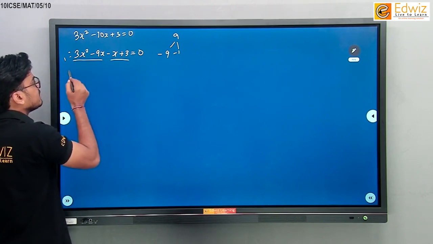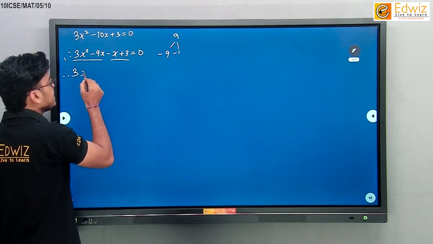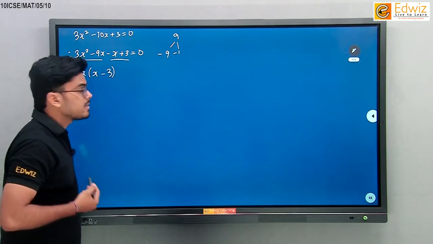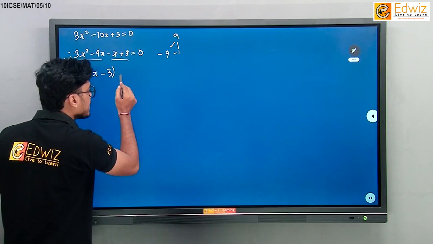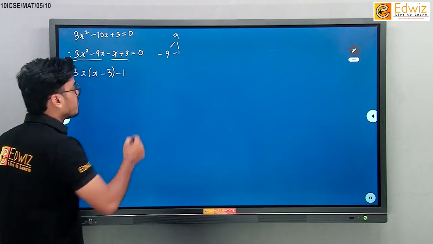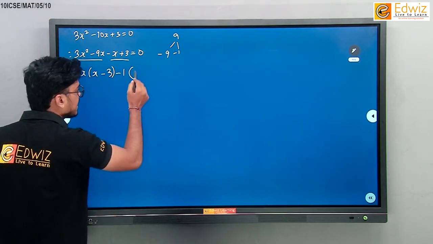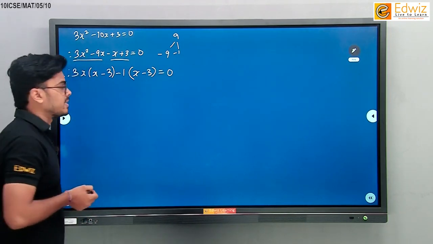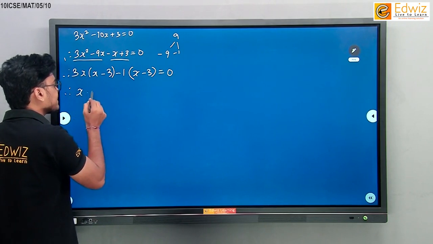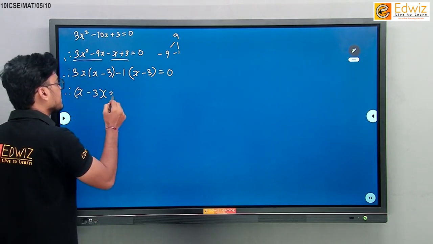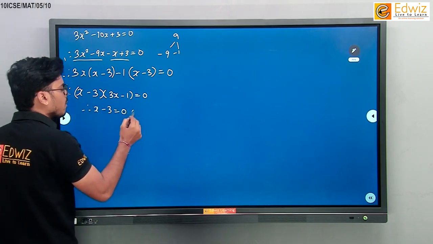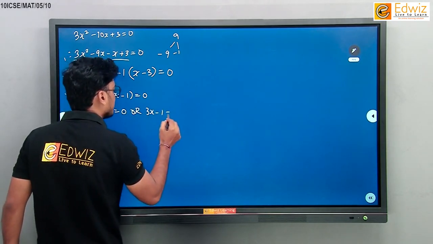Factorize by grouping. The common factors here are 3 and x. So 3x into (x minus 3), 3 3s are 9, will be left behind. And here nothing is common, we can take minus 1 as common. When we take a negative number outside, the sign will change inside the bracket. It will become x minus 3 again. So one bracket is x minus 3, the other bracket is 3x minus 1. So x minus 3 will be 0 or 3x minus 1 will be 0.